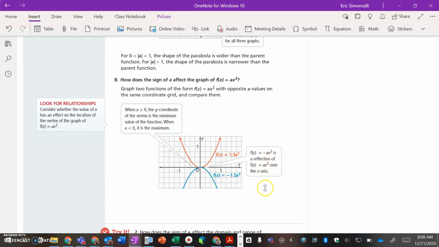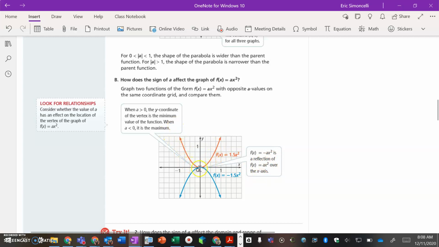So here's a good example, certainly, of both that we'll take a look at. The red function is obviously a parabola that opens up, while the blue function is a parabola that opens down. It does describe here, similarly, what the blue function is doing here. F of x is equal to negative ax squared is a reflection of f of x equals ax squared over the x-axis.